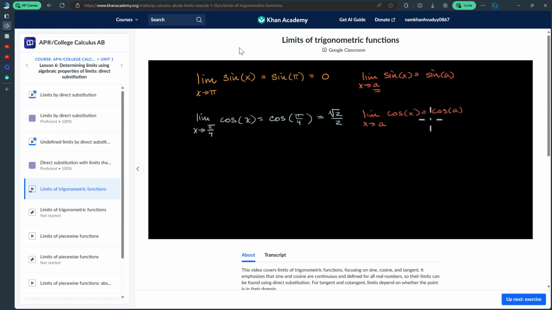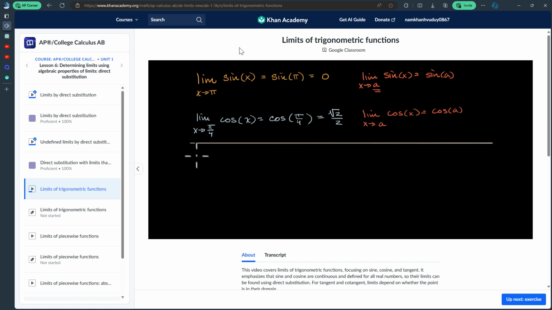Now, I've been saying it over and over. That's because both of their domains are all real numbers. They are defined for all real numbers that you put in, and they're continuous on their entire domain. But now let's do slightly more involved trigonometric functions, or ones that aren't defined for all real numbers, that their domains are constrained just a little bit more.